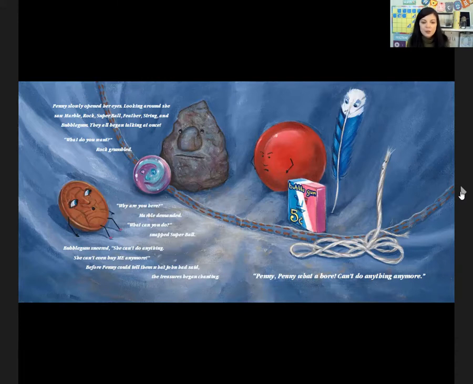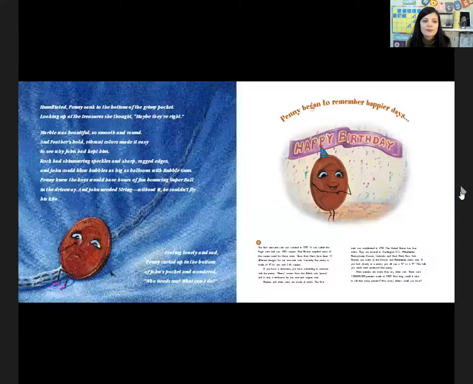Before Penny could tell them what John had said, the treasures began chanting, "Penny, Penny, what a bore. Can't do anything anymore." That wasn't very nice, was it? Humiliated, Penny sank to the bottom of the pocket. Looking up at the treasures, she thought, maybe they're right.